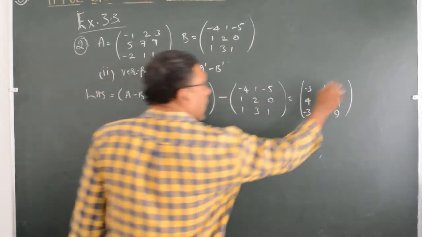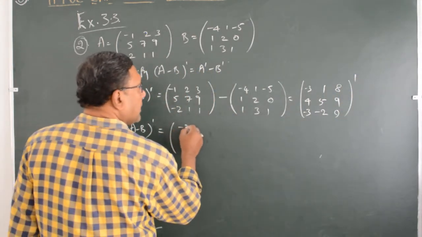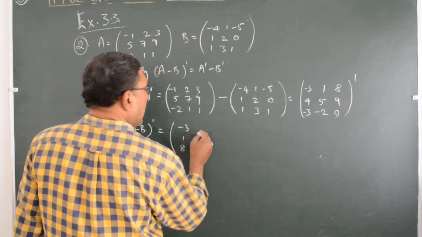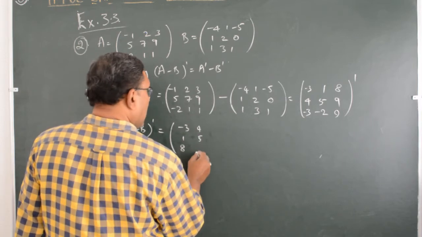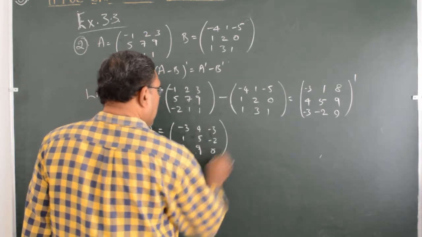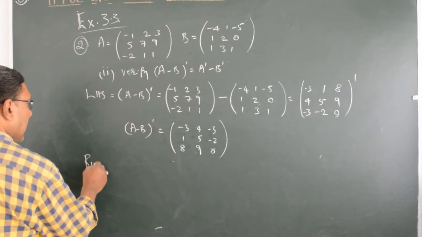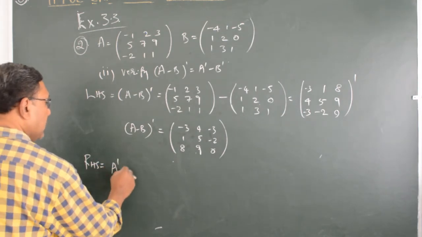I have to take the transpose. So the answer will be minus 3, 1, 8 and 4, 5, 9 and minus 3, minus 2, 0, 0. Now I will take the RHS. RHS is A transpose minus B transpose.